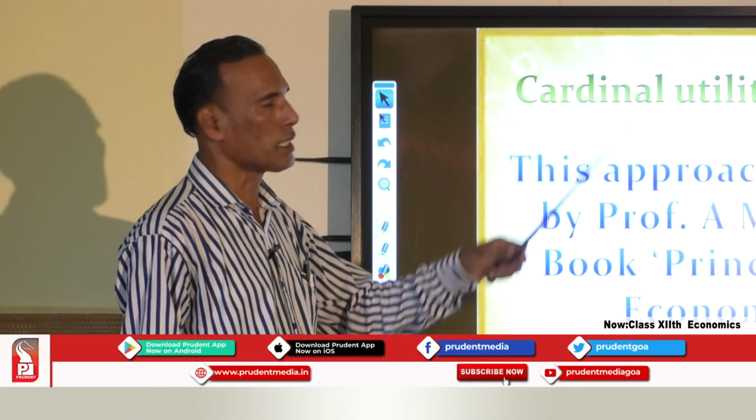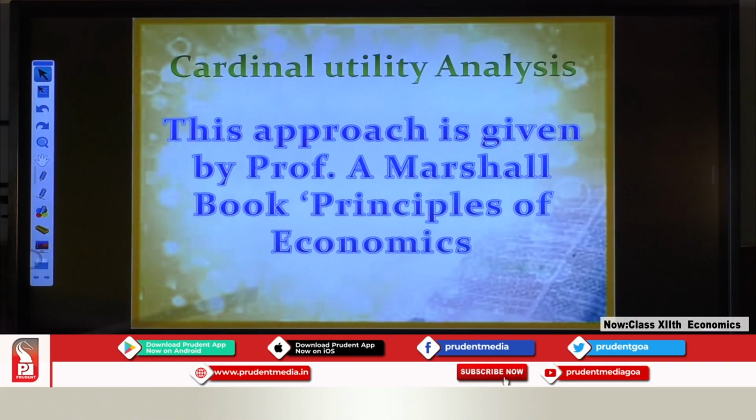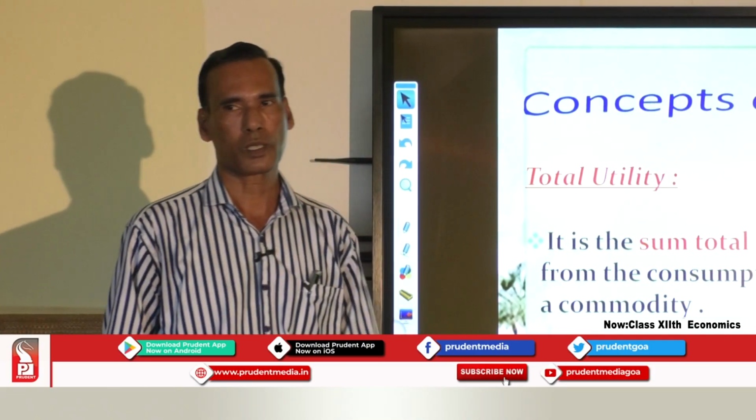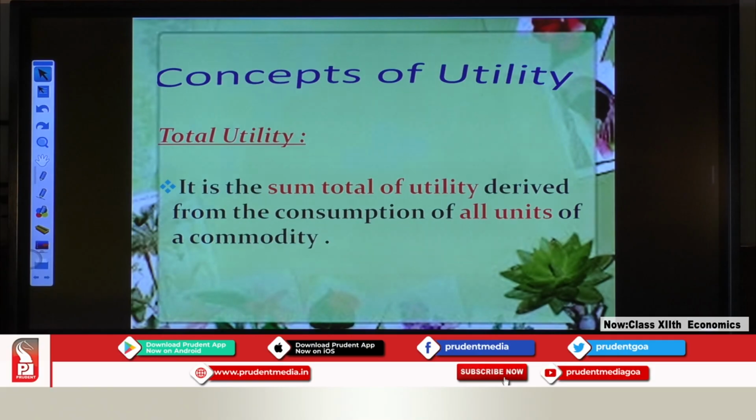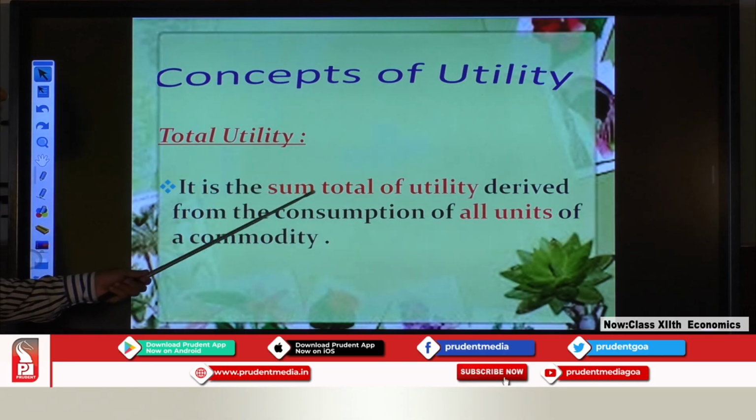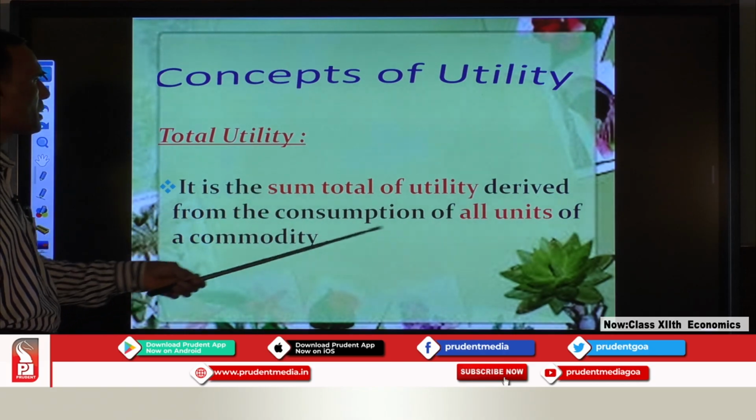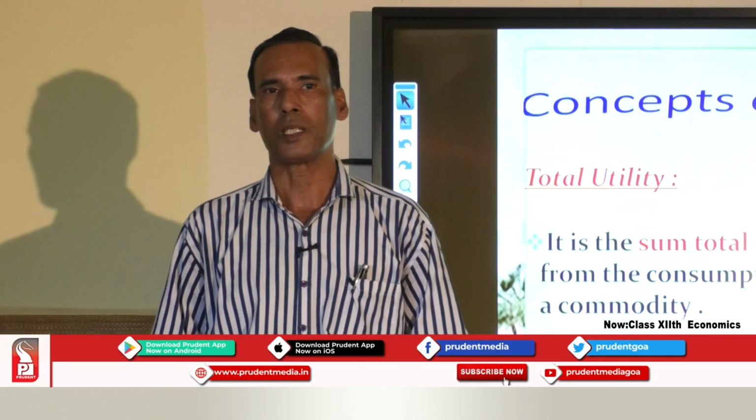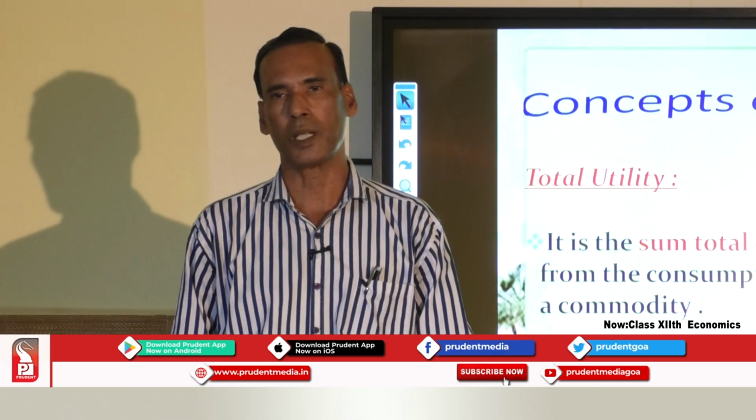Let us understand cardinal utility analysis. This approach was given by Professor Alfred Marshall in his book, Principles of Economics. Now, concepts of utility. The first concept that we need to know is total utility. Total utility is the sum total of utility derived from the consumption of all units of a commodity. Say, for example, I have half a dozen apples.